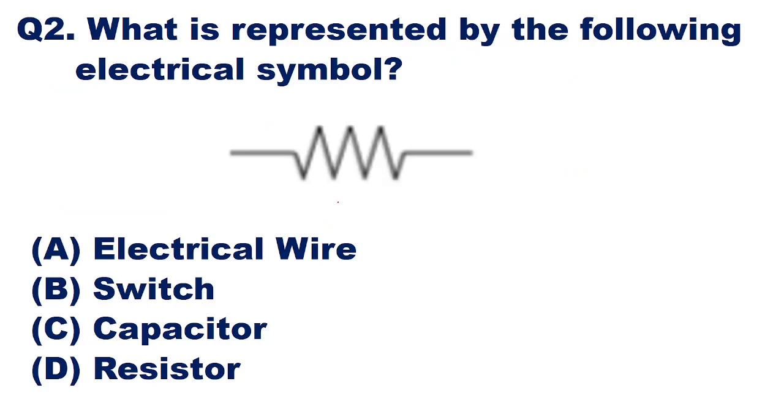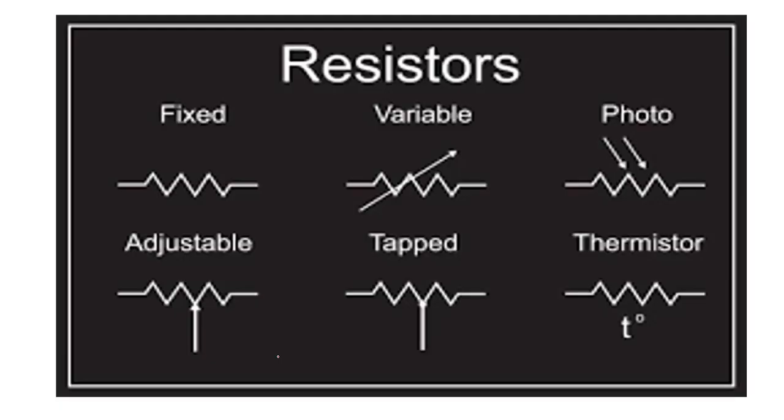What is represented by the following electrical symbol? This is a common symbol which we use in our FEEE labs. And this symbol, as we all know, represents a resistor. So option D is the right answer here. So if you see the various symbols of representing resistors, this is the first symbol which is there in our option, which is the fixed resistor, where the value of resistance is fixed.